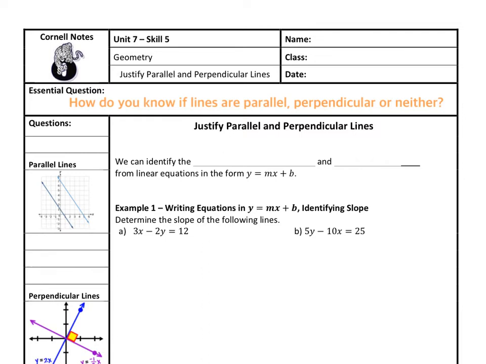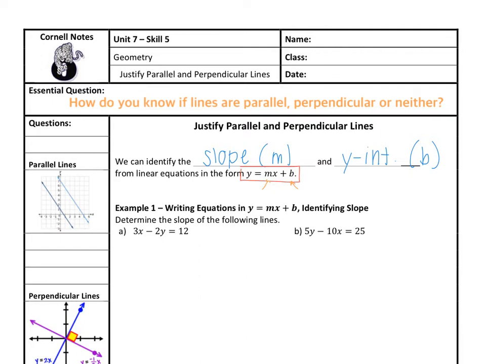One or two big things we need to know today. We can identify the slope, which we're going to refer to as m, and the y-intercept, which is our b, from a linear equation when it is in the form y equals mx plus b. You've seen that before, used it a lot in algebra. m stands for our slope, and b stands for the y-intercept. We're going to love it when we get equations into y equals mx plus b form. If it's not, we're going to have to work it to get there.